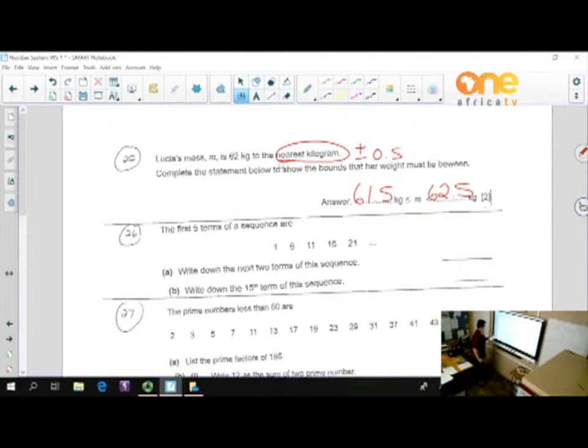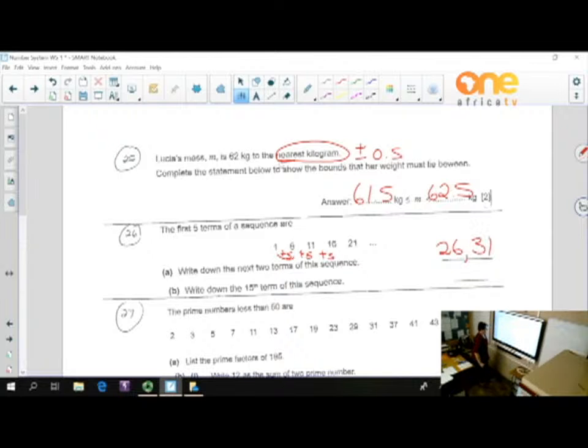Question 26. The first 5 terms of a sequence are given, write down the next 2. We need to find a pattern. So I can see here, this is plus 5, and that is my pattern. So plus 5 will be 26, and plus 5 will be 31.